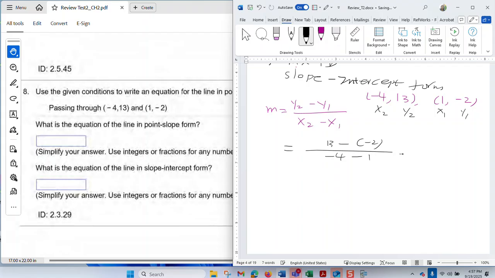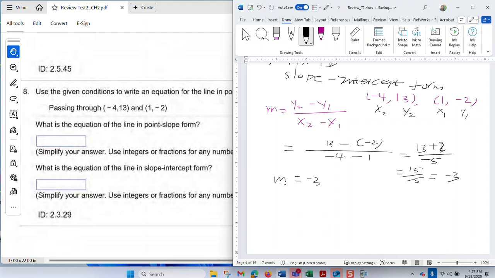So this will be 13, and this negative becomes positive 2, over -5. Now I have 15 over -5, which is -3. So -3 here is my what? Slope. Negative 3 is my slope.